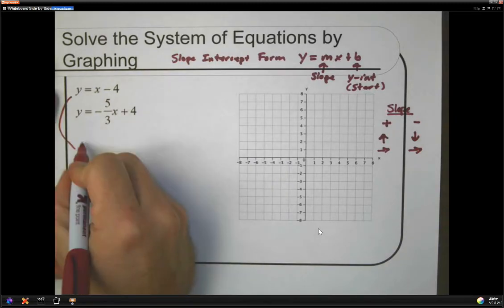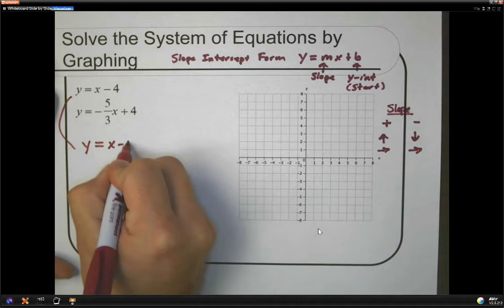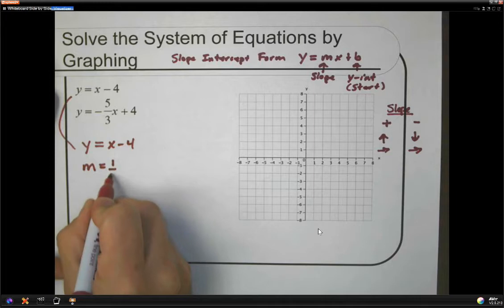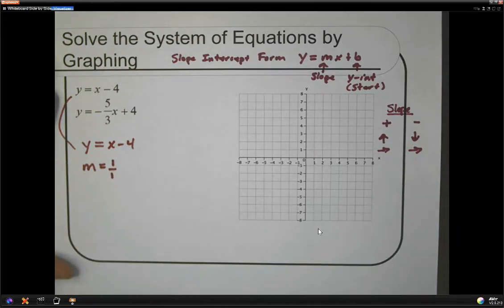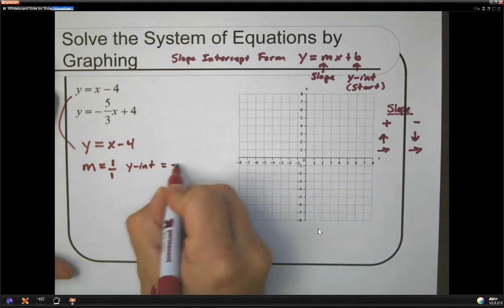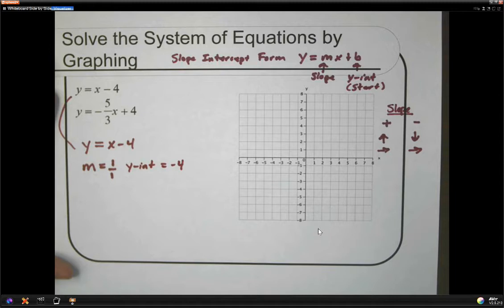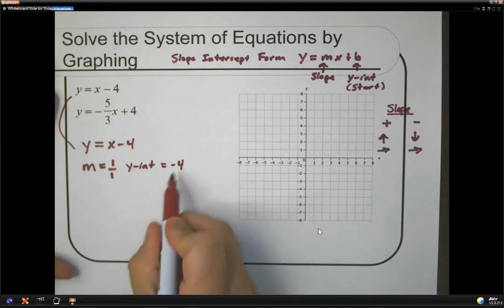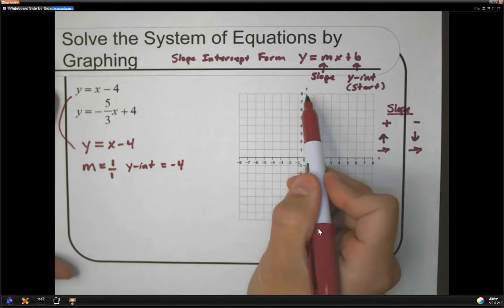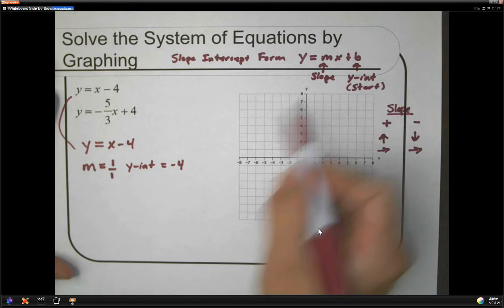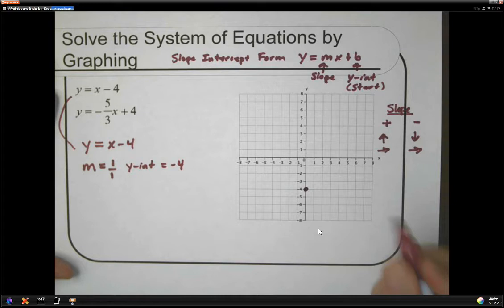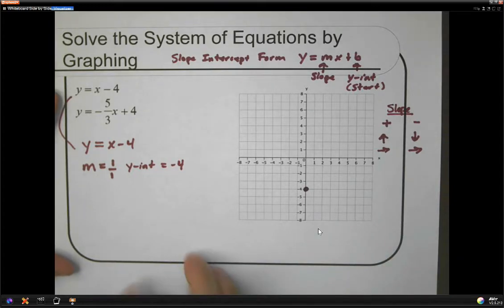If I look at the first one, I have y equals x minus 4. So I know the slope in this particular one is 1, which can always be written as a fraction, 1/1. And I know its y-intercept is -4. So to graph the first equation, I start at -4. Remember, the y-intercept is always on the y-axis. So at -4 on the y-axis, that is where I'm going to start. Then I do the slope.